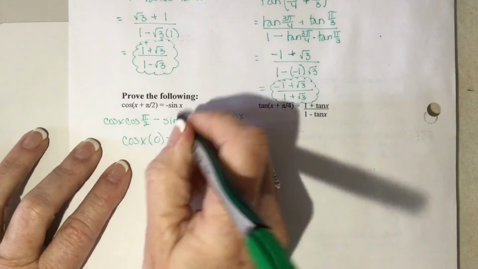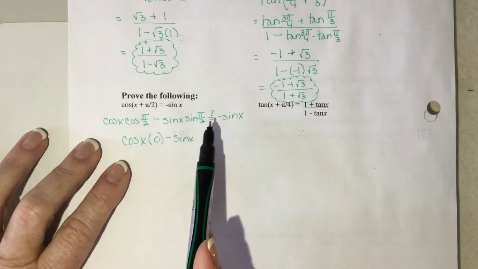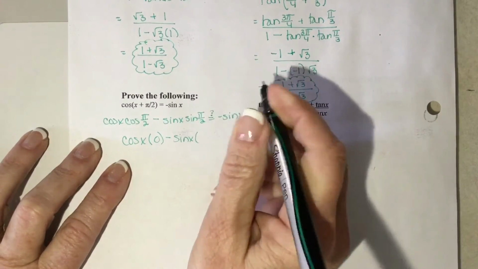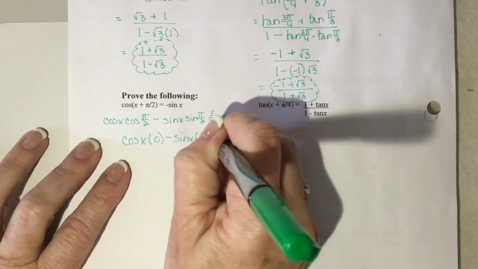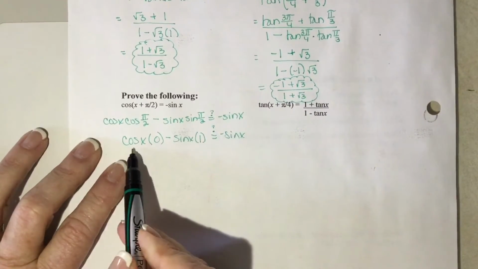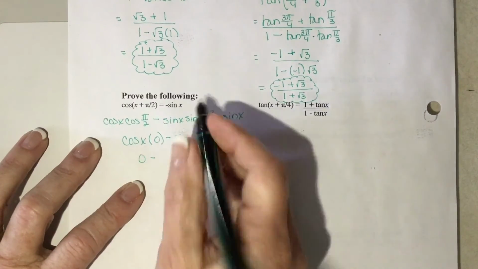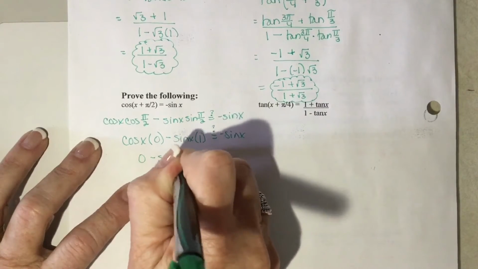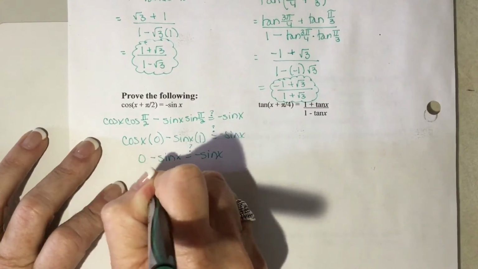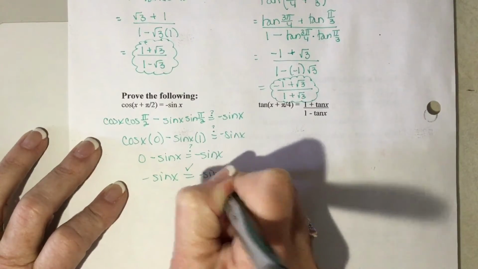I don't know what sine x is, so I'm going to leave sine x. But what is sine of pi over 2? That is the y value. How much? 1. Can you see where we're headed here? Anything multiplied by 0 is 0. Anything multiplied by 1 is itself. And there it is. So I get the opposite of sine x really does, I was not kidding, equal the opposite of sine x.